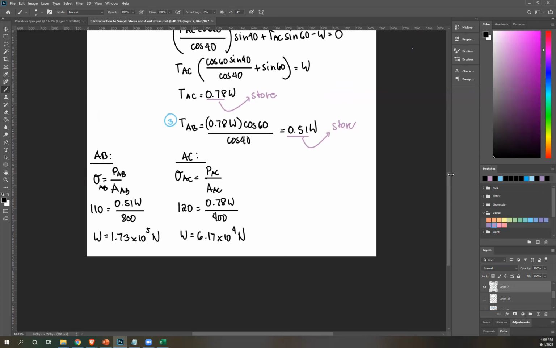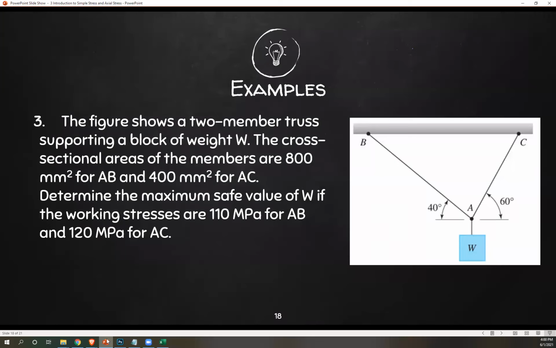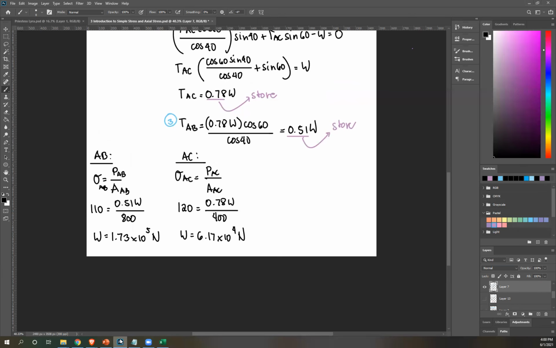So we have this problem now. Which of the two should be our answer? Let's look back at our question. Determine the maximum safe value of W if the working stresses are given. So what we solved for are the allowable weight for each member. This is the allowable weight for member AB. This is the allowable weight for member AC. So as a whole, what is our maximum safe value? Anyone? Is it AB or AC?